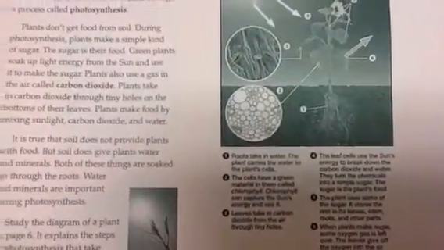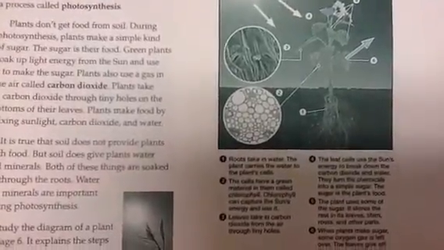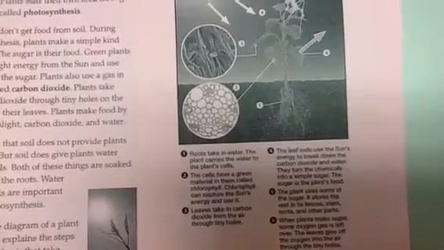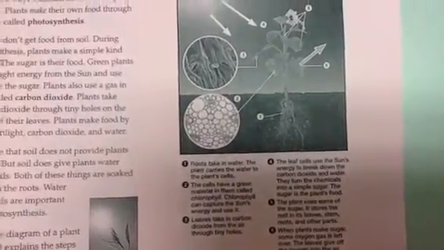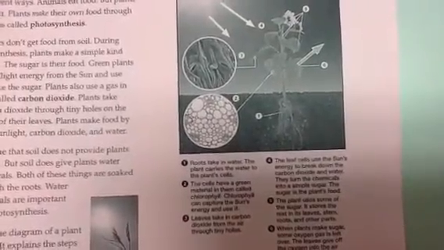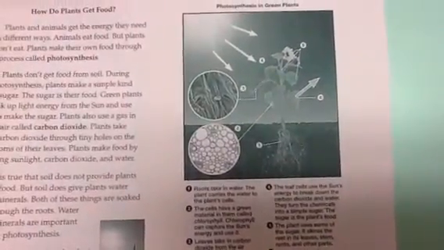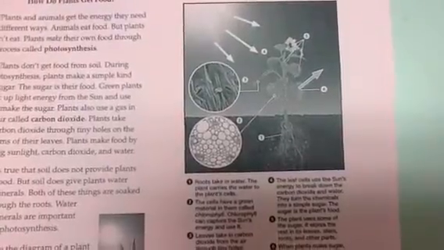Leaves take in carbon dioxide from the air through tiny holes. Oh, I see the holes in picture number 3. Number 4, the leaf cells use the sun's energy to break down the carbon dioxide in water. They turn the chemicals into a simple sugar. The sugar is the plant's food. Number 4 is showing that the sun's energy is being captured by the plant.